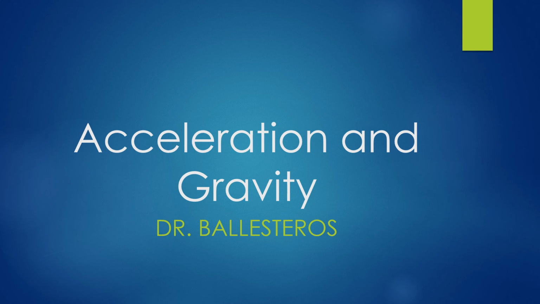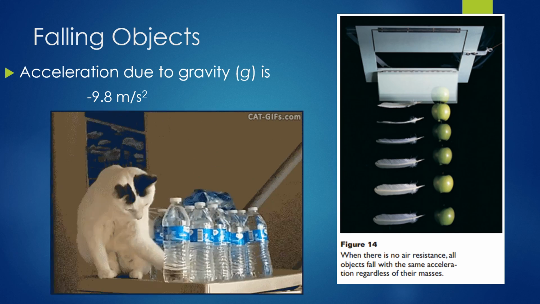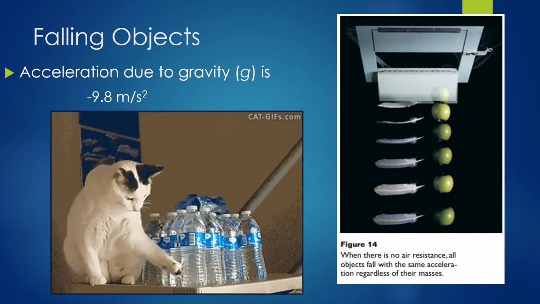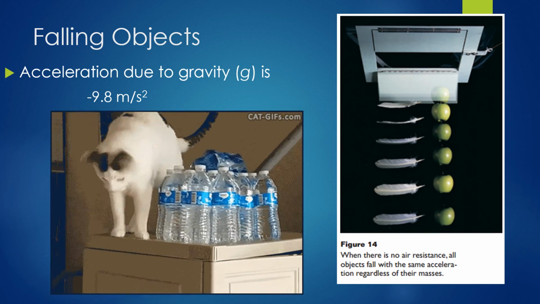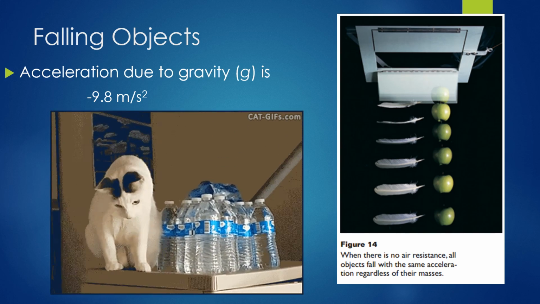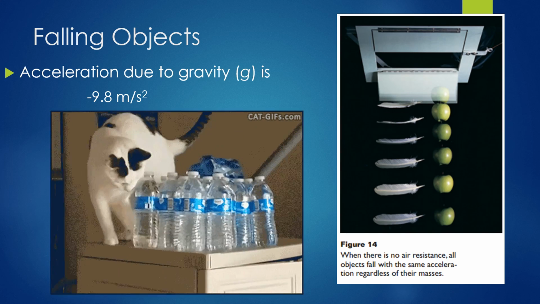Hi guys, so we're going to look at acceleration, but taking into account gravity as the acceleration. So acceleration due to gravity is negative 9.8 meters per second squared. So obviously, things falling, that's what we're going to look at. When there's no air resistance, all objects fall with the same acceleration regardless of their masses.